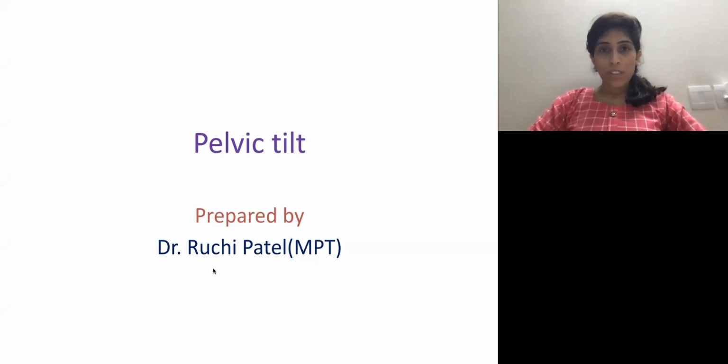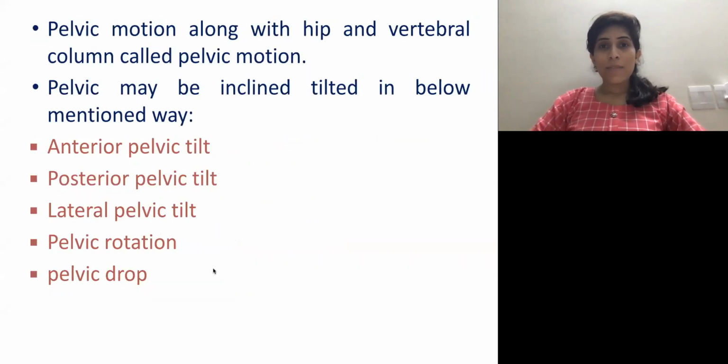Today I am going to discuss a second year topic, that is pelvic tilt. So let's start with the presentation. As we all know, whenever pelvic tilt is occurring, it produces combined and coordinated motion at the lumbar spine, hip and the pelvis. So which types of pelvic tilts are occurring? Anterior pelvic tilt, posterior pelvic tilt, then lateral pelvic tilt. It includes pelvic hike, pelvic drop and pelvic rotation.